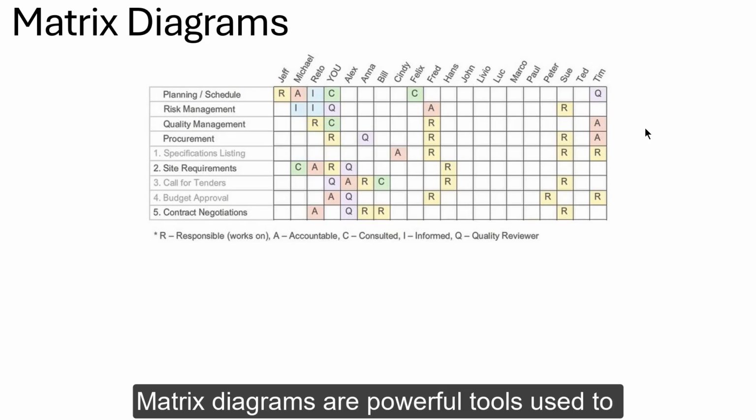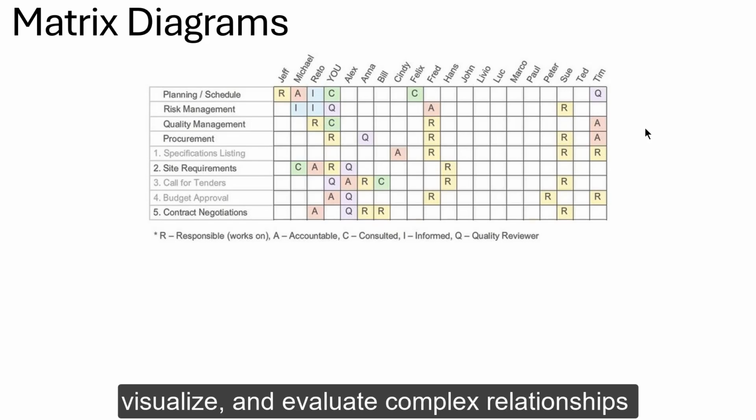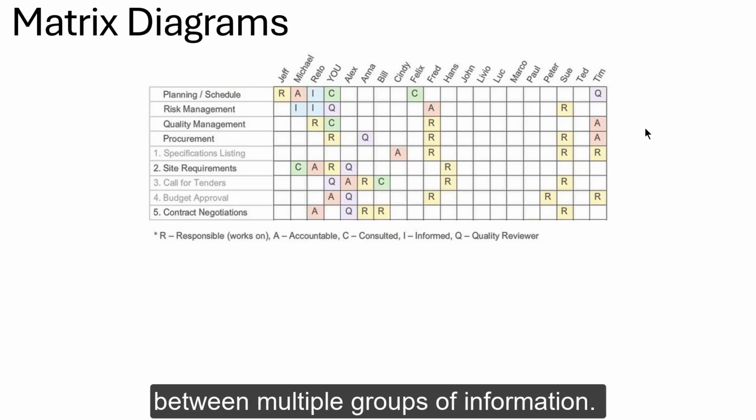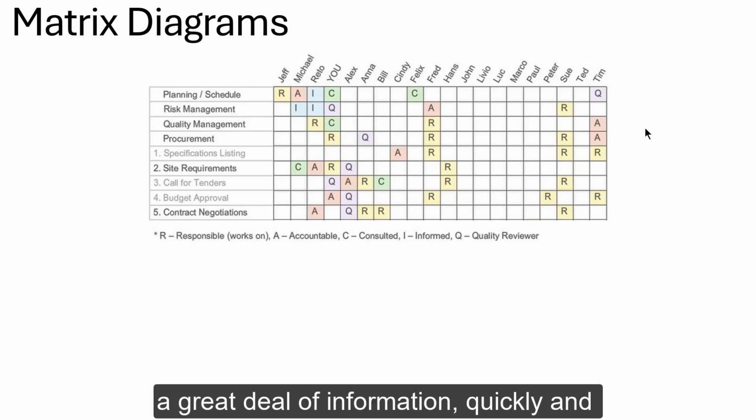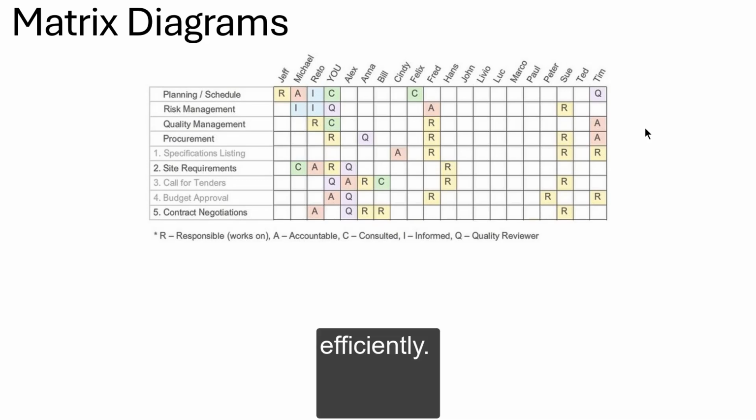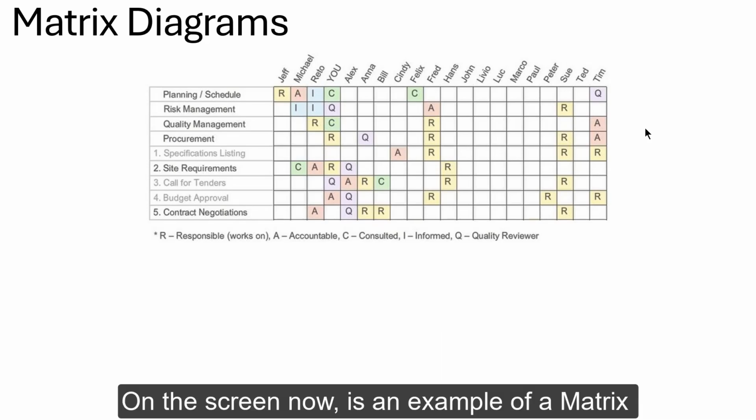Matrix diagrams are powerful tools used to visualize and evaluate complex relationships between multiple groups of information. Matrix diagrams can help you visually process a great deal of information quickly and efficiently. On the screen now is an example of a matrix diagram.